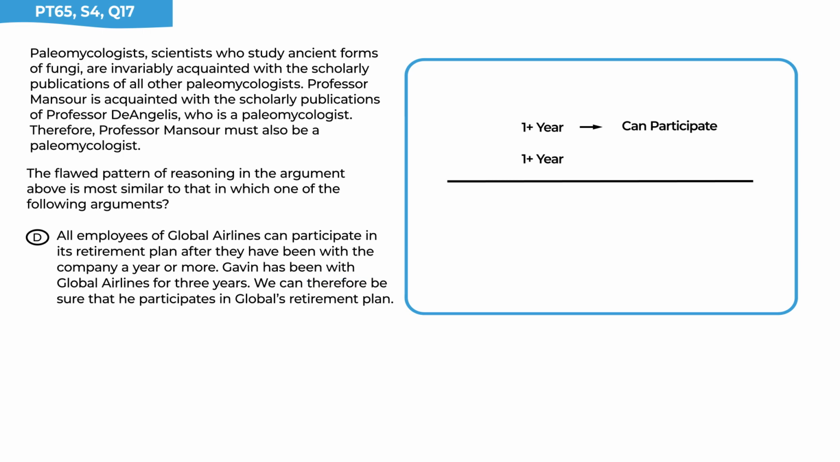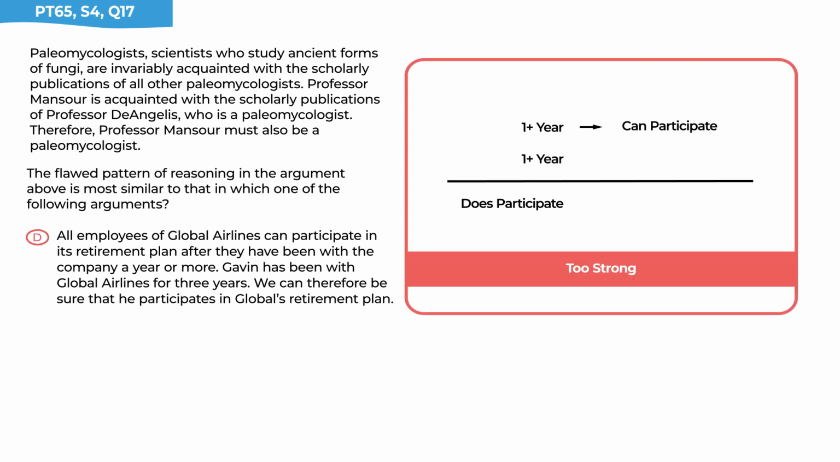So the conclusion is that he's definitely participating. We can be sure of that. But that's a really strong conclusion given the evidence, which was that if somebody has been working there for 1 or more years, then they can participate. So the conclusion in this answer choice is simply too strong. This has got a different flaw from the one committed in the stimulus. The conclusion simply goes beyond what can be established. It's close, but just simply too strong.